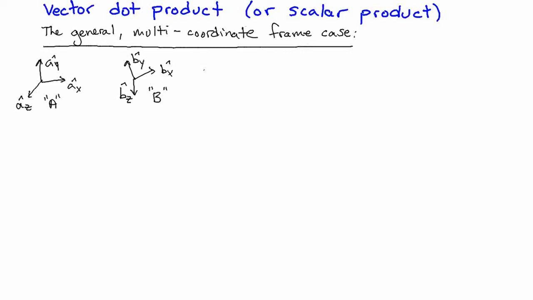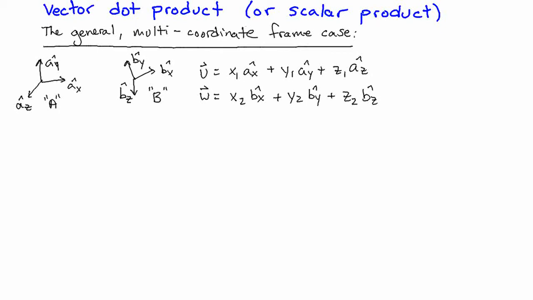So let's go ahead and use the vectors U and W again. So here we have U, which is described in terms of the A coordinate frame. So we have x1 AX plus y1 AY plus z1 AZ. We have W, which is described in terms of the B coordinate frame. So we have x2 BX plus y2 BY plus z2 BZ. And we'll do what we did before and write these in column matrix form.